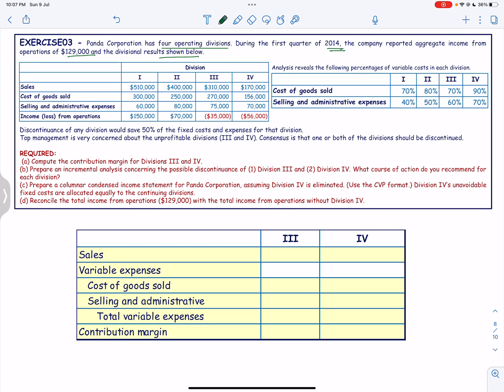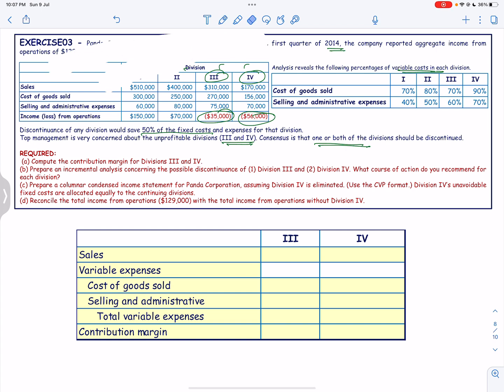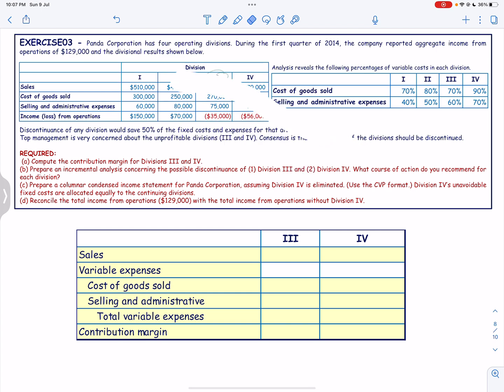Okay. Again we have 4 divisions, and in this case now division 3 and 4 are making a loss, and these are the percentages for the variable cost. Discontinuance will save 50% of the fixed cost, and they are looking for division 3 and 4, and the consensus is that one or both of the divisions should be discontinued. So for this again they asked to compute the contribution margin for division 3 and 4.